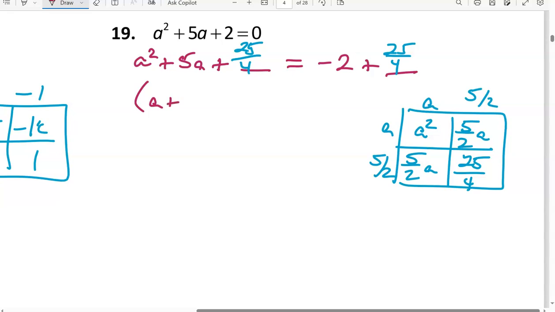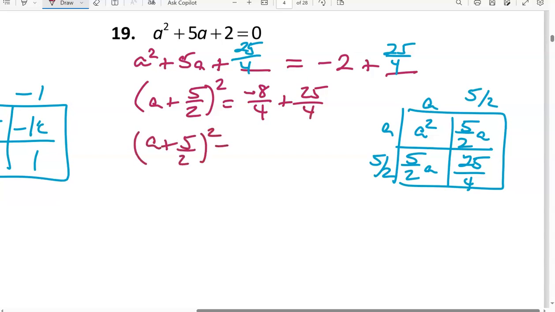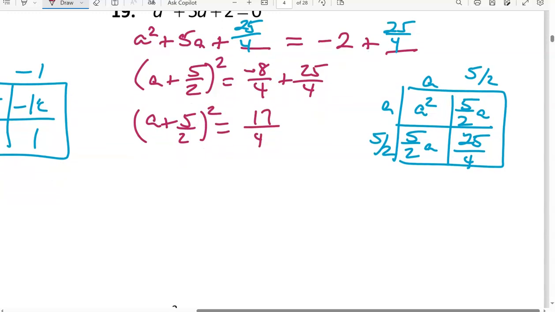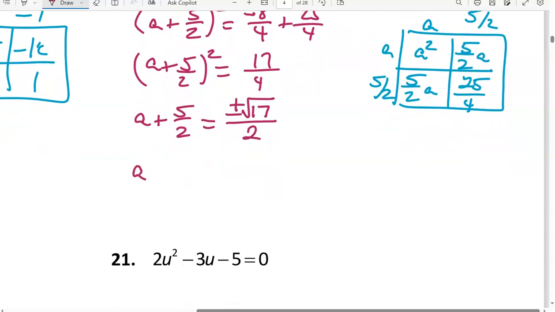So the trinomial factors to a plus 5 halves squared, and negative 2 plus 25 quarters is negative 8 quarters plus 25 quarters. So a plus 5 halves squared is equal to 17 quarters. And if a plus 5 halves squared is 17 quarters, then a plus 5 halves is equal to positive or negative square root of 17 over the square root of 4, which is 2. And if I add negative 5 halves to both sides, we can combine the fractions together. Negative 5 plus or minus the square root of 17, all divided by 2.